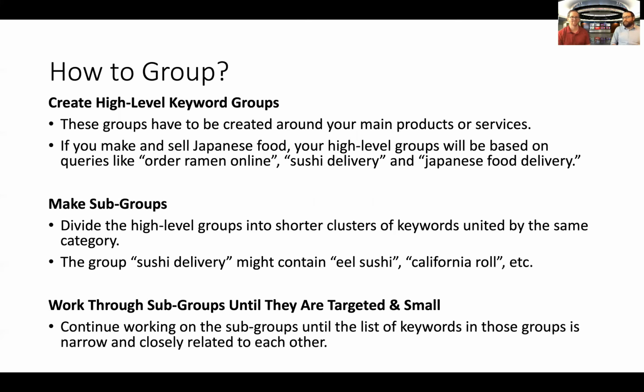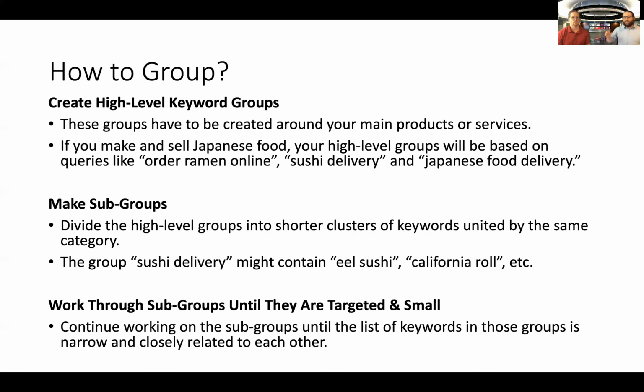So let's go a little bit deeper in how to group. The first thing we're going to do is create high-level keyword groups. These groups have to be created around your main products or services. So for example, if you're going to sell Japanese food, your high-level groups could be ordering ramen online, sushi delivery, Japanese food delivery, and then you're going to start to break down into these groups.